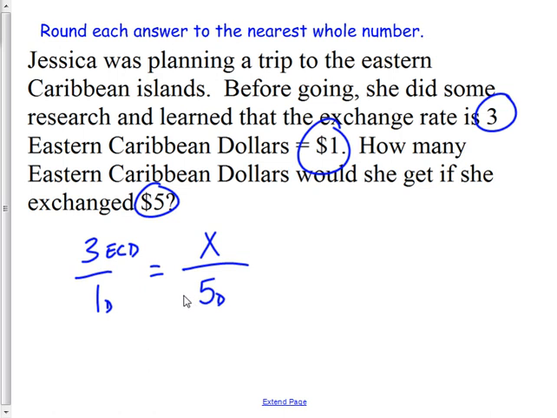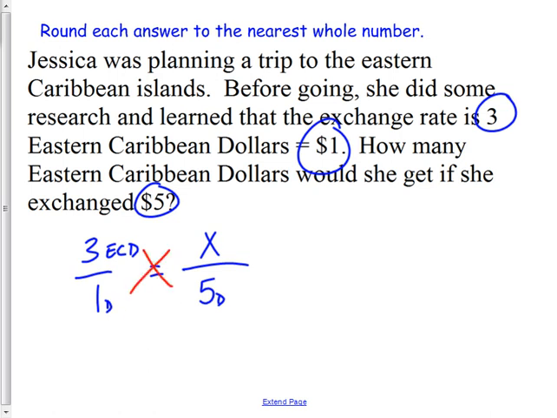Okay, there's a lot of different ways you could set up a proportion. There's actually 4 different ways you could set up any given proportion. But the important part is keeping everything lined up. So my dollars are both on top, my Eastern Caribbean dollars are both on the bottom. Or excuse me, vice versa. Eastern Caribbean dollars are both on the top and the US dollars are on the bottom.